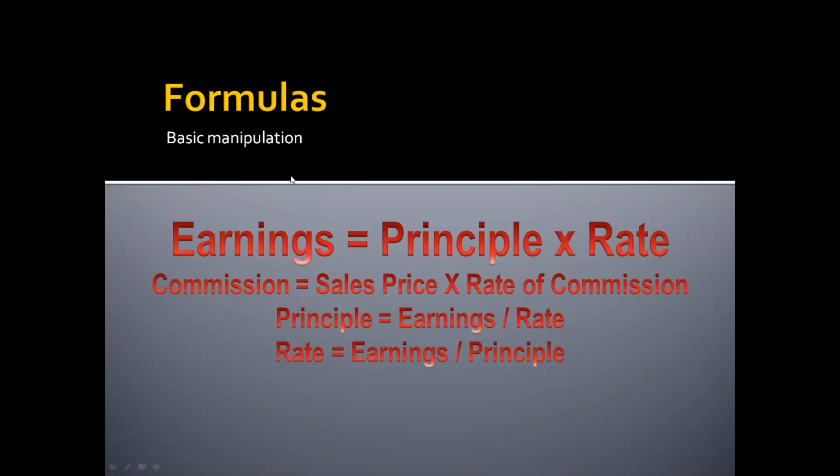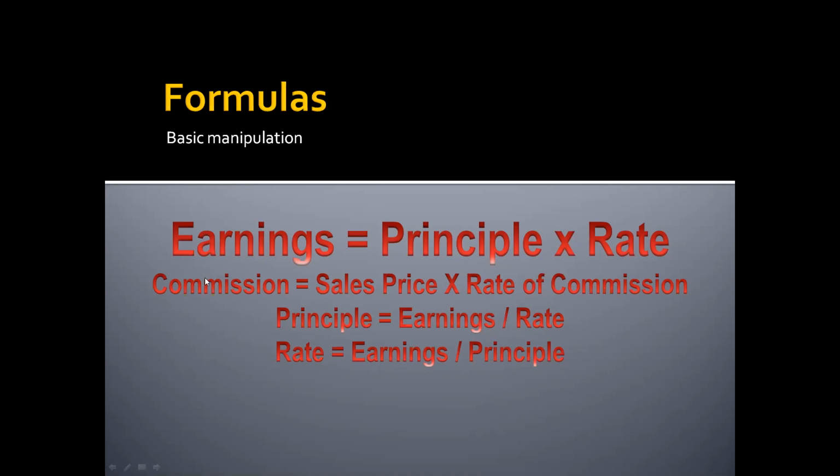Important formula that we have to be aware of is the one we started touching on last night, which is earnings is equal to principal times rate. The amount of interest you earn in a savings account is equal to the amount of principal you have in the savings account times the rate. The earnings, or the amount of commission you earn when you have a transaction, is equal to the price of the property times the rate of commission. So earnings is equal to principal times rate.